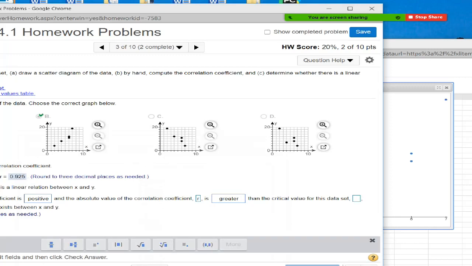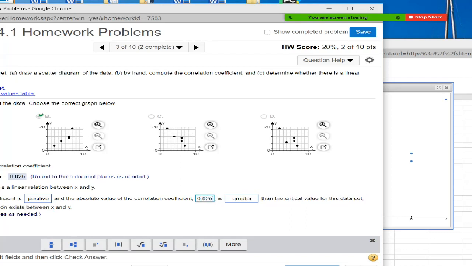Then let's see what the options are. A positive, because it's sloping from up to right, linear relation exists between X and Y. I just wonder what goes in this box right here. Then the critical value, oh okay, the absolute value of the correlation. I think they want to type the number here instead of the letter. I'm going to put 0.925.